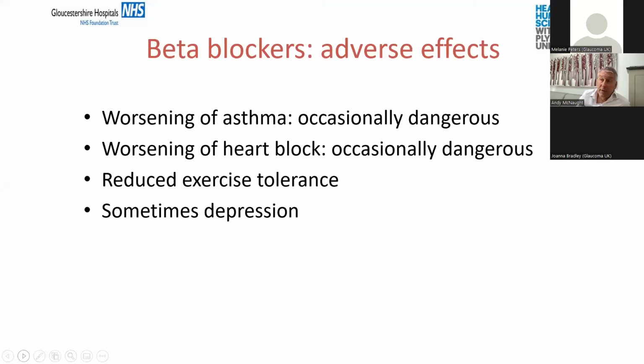And patients who have had or have depression, it can aggravate that. So it's not a good choice for somebody who suffers from depression. So those are significant, mostly rare, but significant problems sometimes with beta blocker eye drops. But if we can avoid those side effects, they can be really effective. Next slide, thanks.